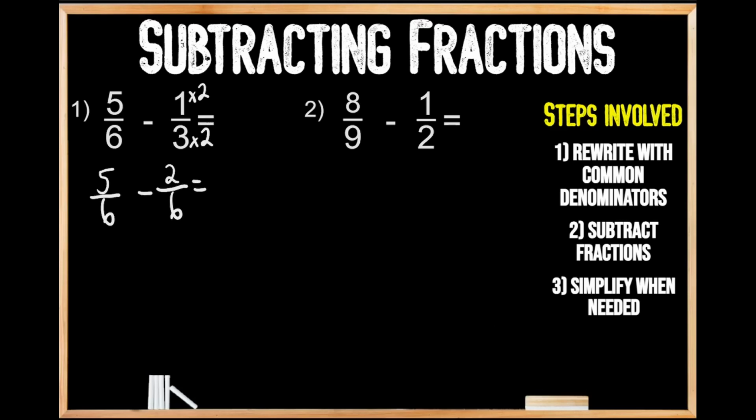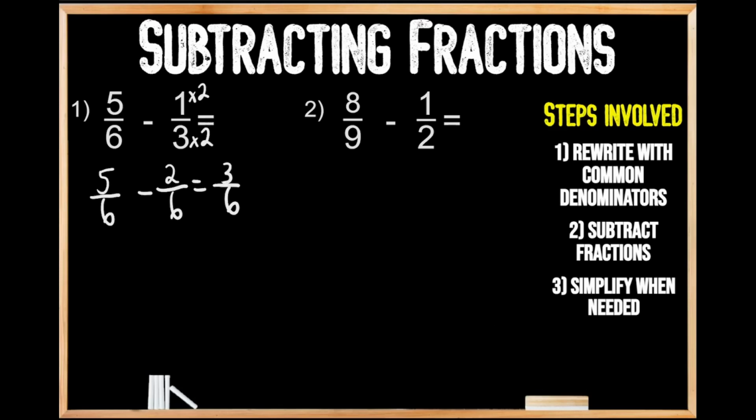Now we're going to move on to step number 2, where we're going to subtract these fractions. The first thing we're going to do is write our denominator of 6, because our denominator is not going to change in our answer. It's still in 6ths, but we are going to subtract our numerators. And when we subtract 2 from 5, we get 3 for 3/6.